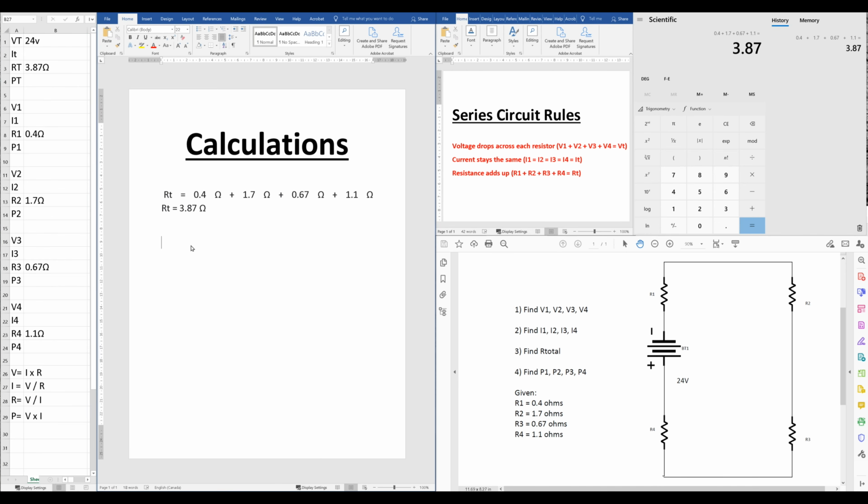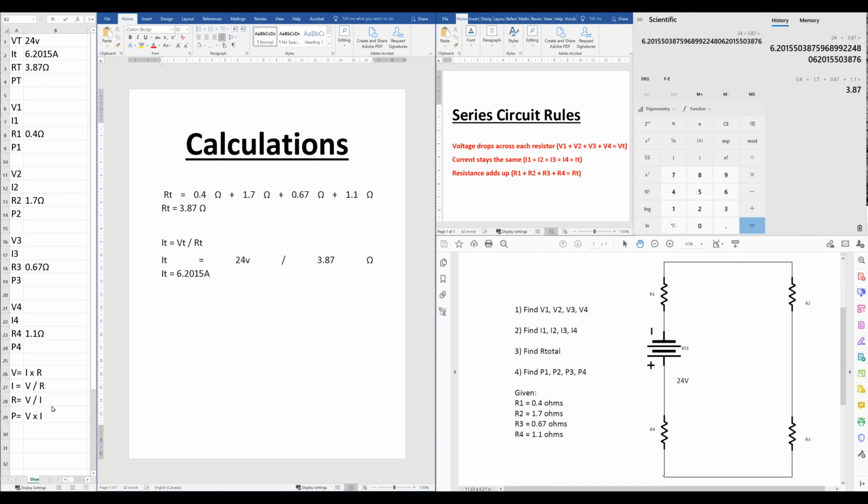Well, we can find our current total, which is I equals VT over RT. So IT is going to be 24 volts total over our resistance total, which is what we just found out at 3.87 ohms. And our I total is therefore going to be 6.2015 amps. And we're going to right away toss that into our table over here.